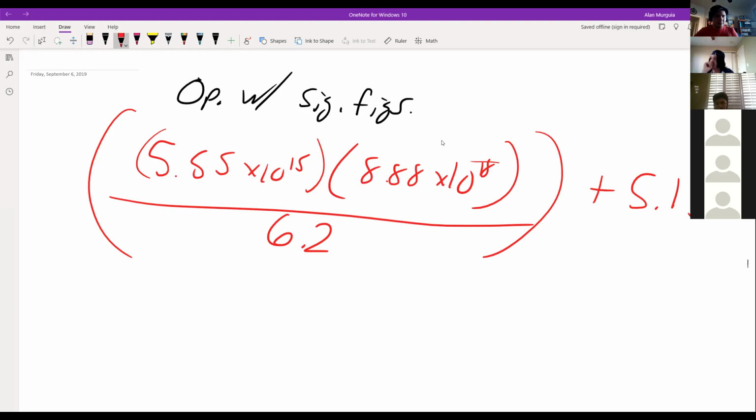Excuse me, what is the number on the far right top side? Oh, that was 18. My bad. So the number on the left is times 10 to the power of 15, and the one on the right is to the power of 18.